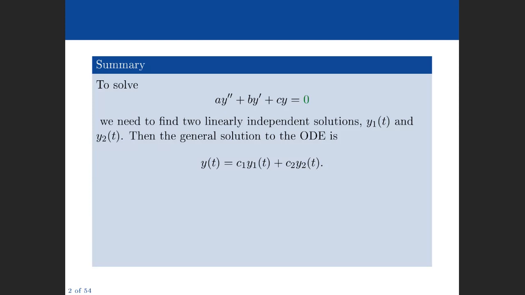We're looking at homogeneous, that's equal to zero, second order linear differential equations with constant coefficients. To solve an equation such as this, we need to find two linearly independent solutions, which we call y1 and y2. As soon as we know y1 and y2, the general solution to a differential equation will be a linear combination of y1 and y2.